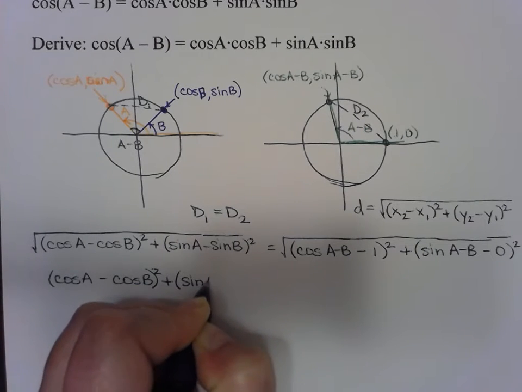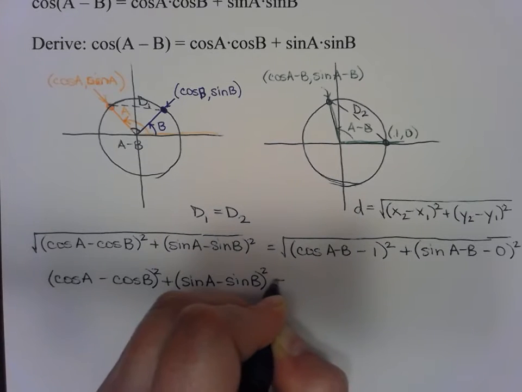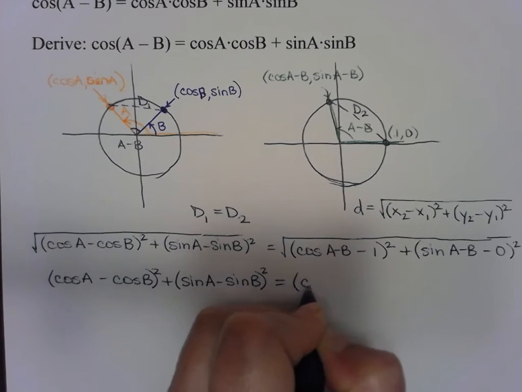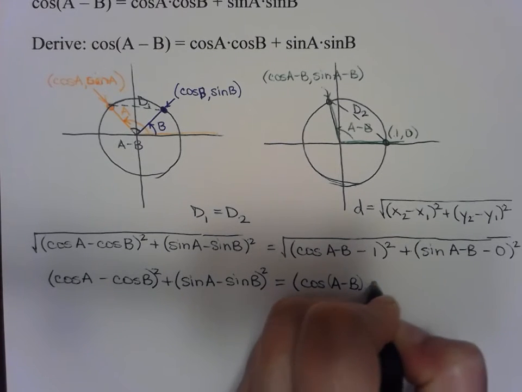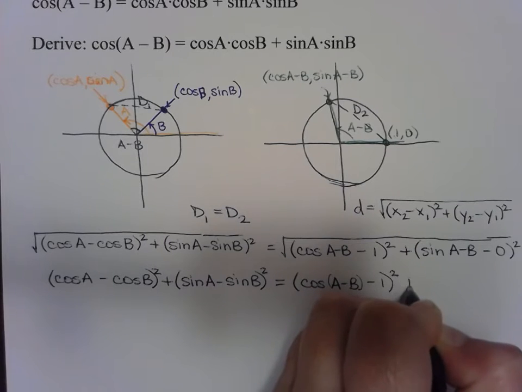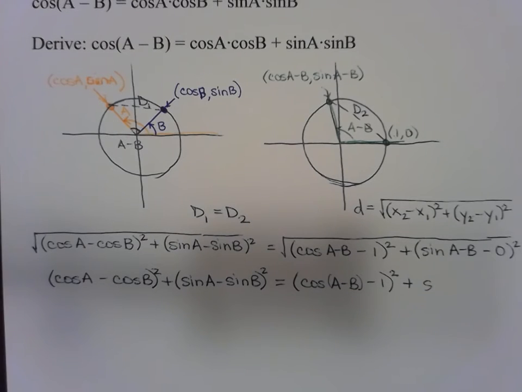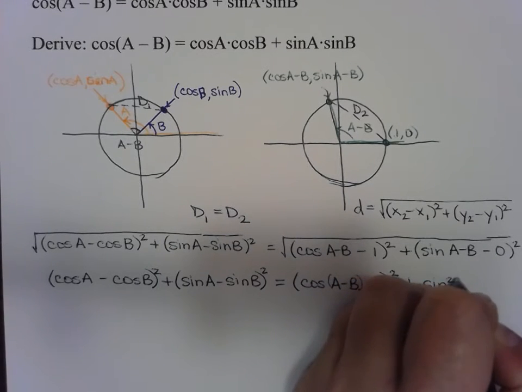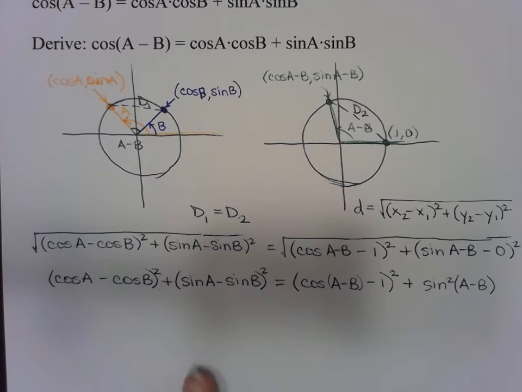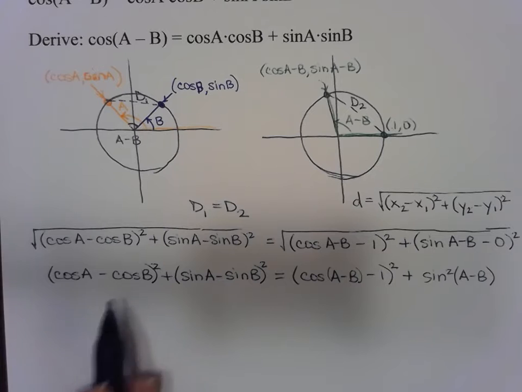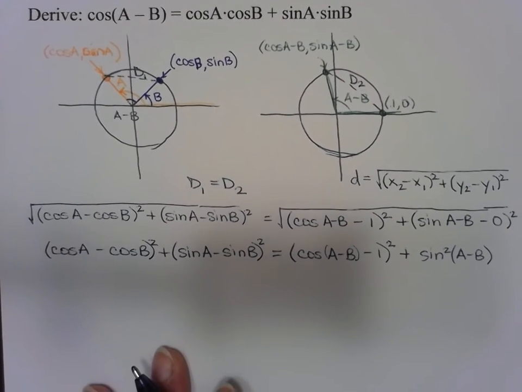So the left-hand side is just the inside of the square root. On the right-hand side, we'll have the cosine of A minus B minus 1 squared plus, since this is 0, really this is just the sine squared of A minus B. Okay, now we need to FOIL all of these out. That's where the bulk of the work is going to come from.